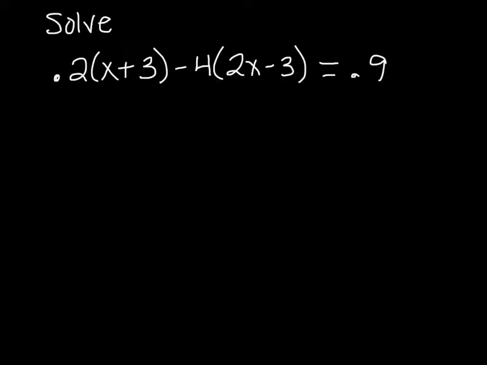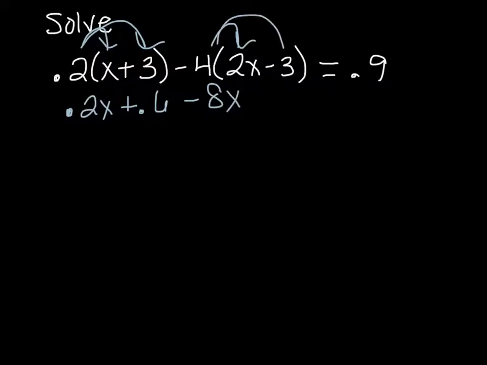This next problem is a little similar, but what we have here is we have some decimals. But we're going to perform the same operations. We have to distribute first. So I have 0.2x. 0.2 times 3 is 0.6. And remember, at any time, use a calculator. Minus 8x, negative 4 times negative 3 is a positive 12, equals 0.9.